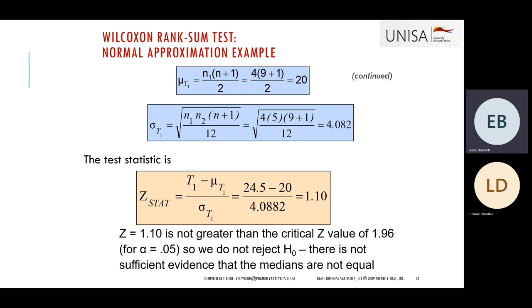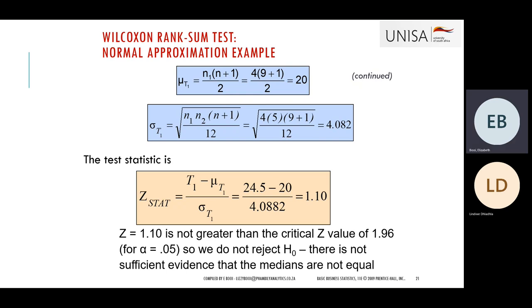To calculate the test statistic, we just substitute the values that we were given. T1, we know, was 24.5, which we calculated previously as the sum of ranks. And our population mean is 20, which we just calculated. And our standard deviation is 4.082, which we also just calculated, the square root of that value.